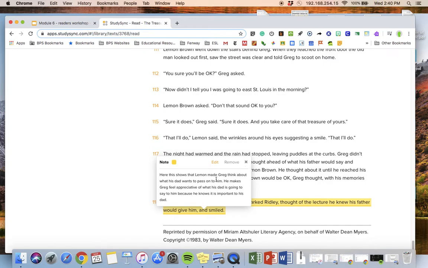By telling him that everybody has something to pass on, he is actually able to change Greg's mind about his dad's lecture, and so Greg doesn't see it as like him being punished anymore. He sees it as his dad passing on his lessons or the things that he values as a person. So this is also an example of a note that you can make in your independent reading book.